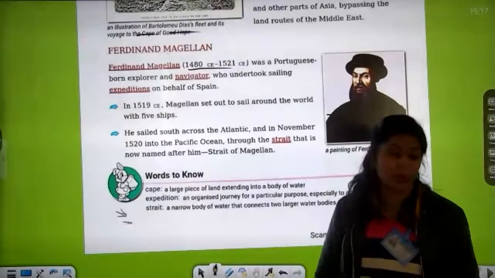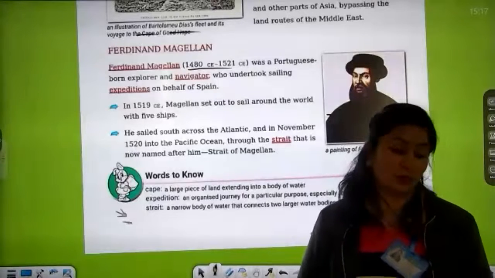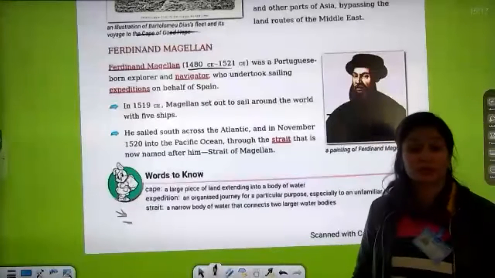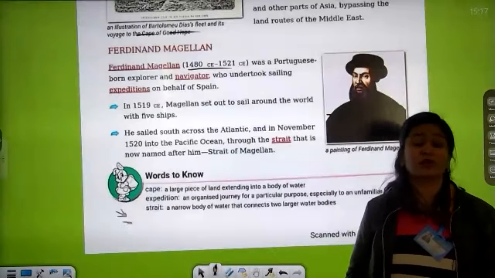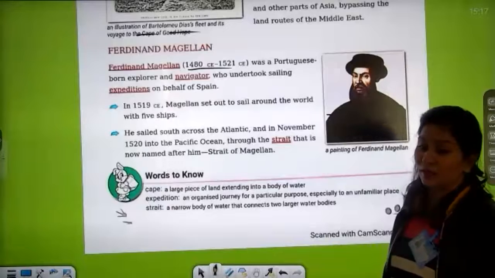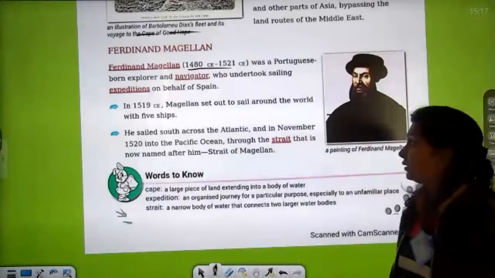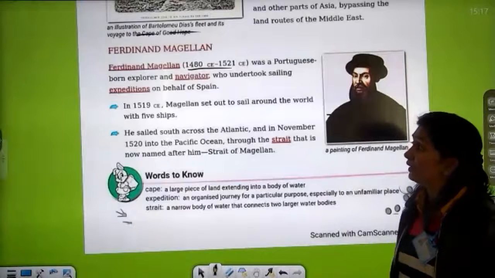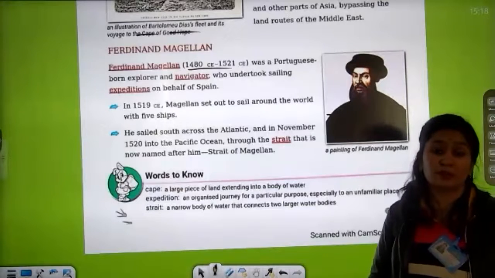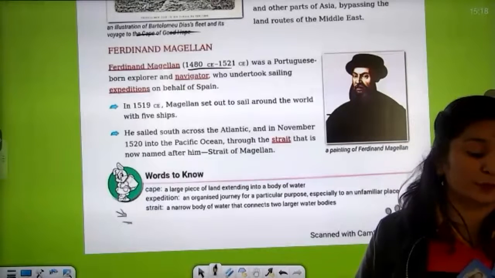Whenever we are going on a journey, we go with a person who will give the directions, that person is known as a navigator. Okay, the one who has knowledge of directions, and he will direct the ship also. He will tell the ships that now you have to go in this direction, now in that direction. Okay. So Ferdinand Magellan was a Portuguese explorer and navigator who undertook sailing expeditions on behalf of Spain. Expedition means a travel which has been done for a particular purpose. When travelling is done for a particular purpose, what is it called? Expedition. Yes?